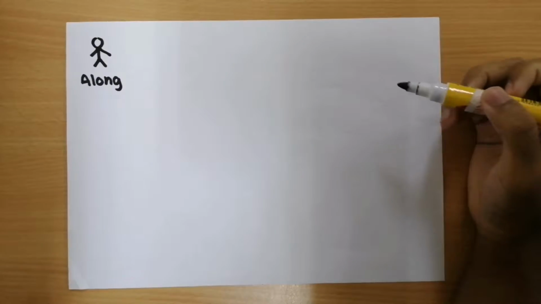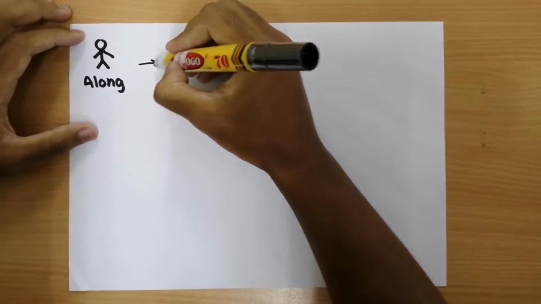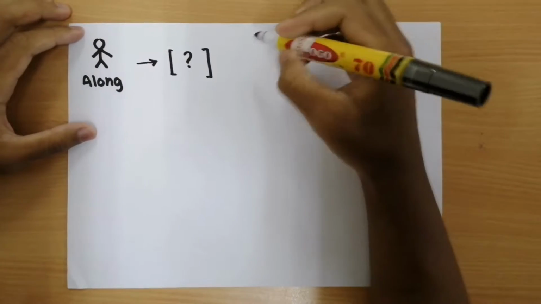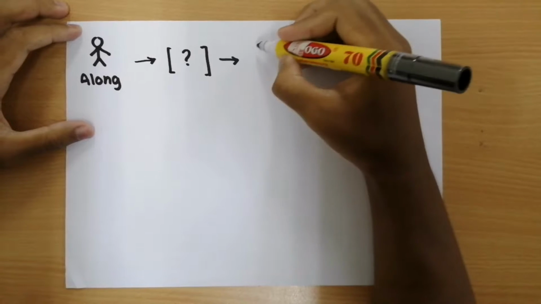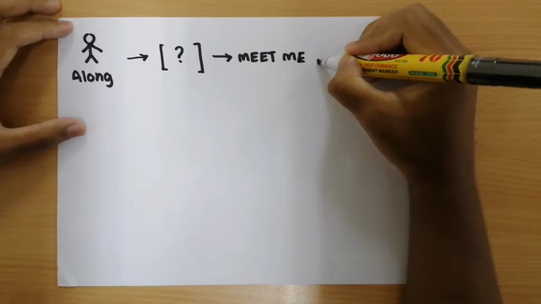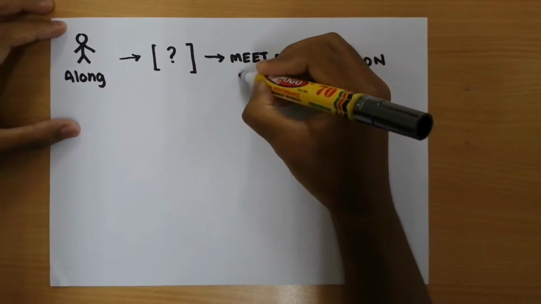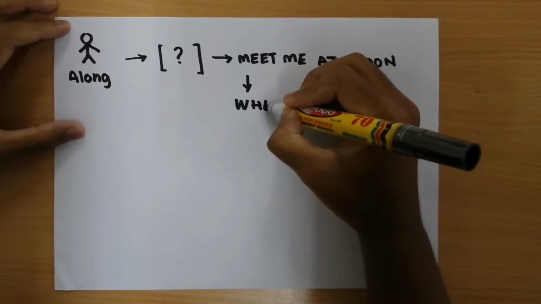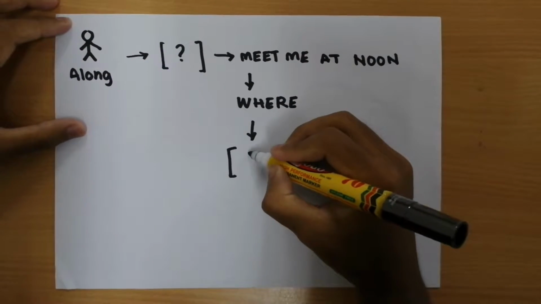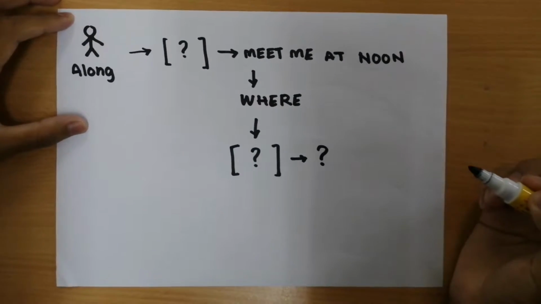So here, there is a situation where Alung gives a code in the form of matrices, which we can decrypt into a message, which means meet me at noon. But the problem is we don't know where. So Alung gave us another matrices which we don't know what the meaning is.